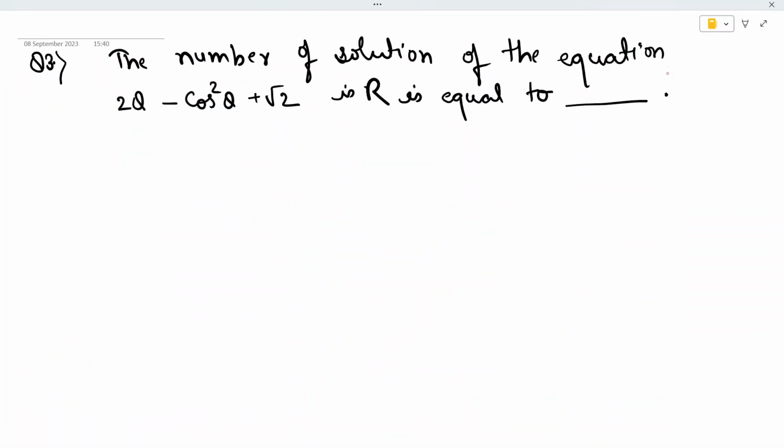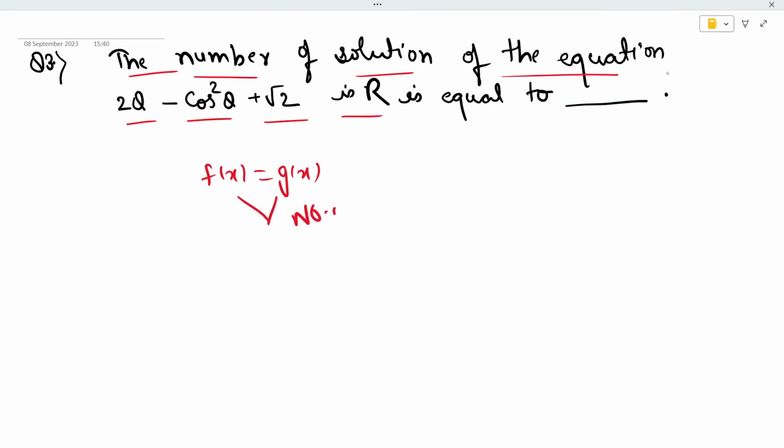Question number 3. It says that you have to find the number of solutions of the equation. 2 theta plus root 2 equal to cos square theta is r, then you have to find r. Mark one point: if you are given f(x) and g(x), two functions equal, and asked about the number of solutions, and if you are able to draw a diagram, then the number of points of intersection is the solution.